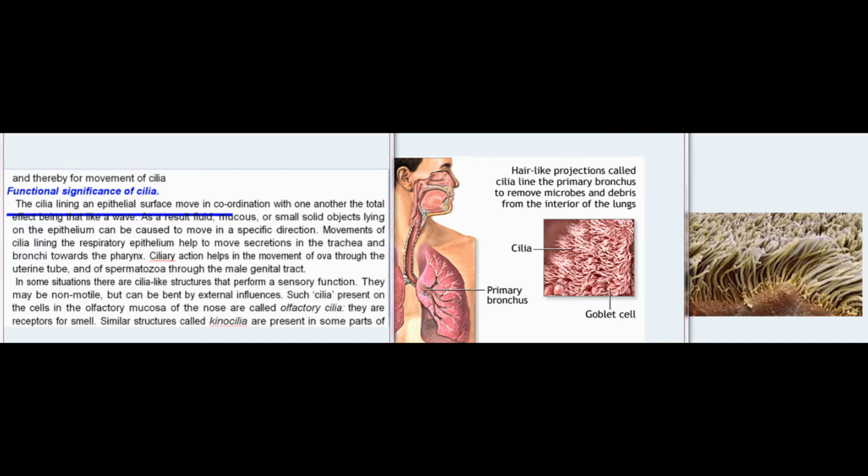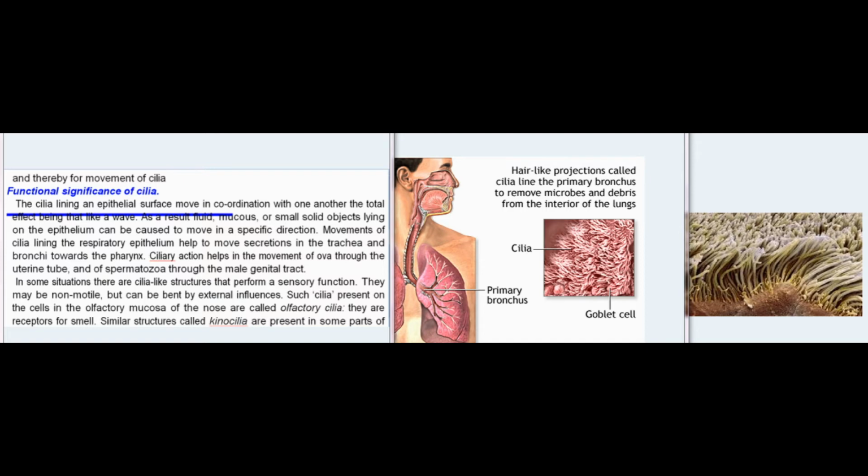Movements of cilia lining the respiratory epithelium help to move secretions in the trachea and bronchi towards the pharynx. Ciliary action helps in the movement of ova through the uterine tube, and of spermatozoa through the male genital tract. In some situations there are cilia-like structures that perform a sensory function. They may be non-motile, but can be bent by external influences. Such cilia present on the cells in the olfactory mucosa of the nose are called olfactory cilia. They are receptors for smell.